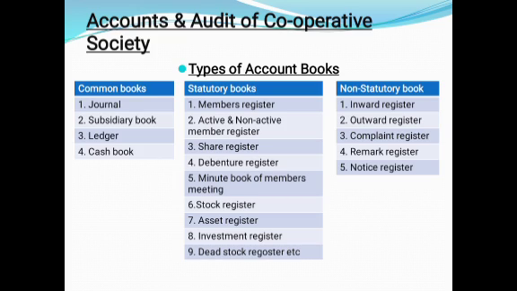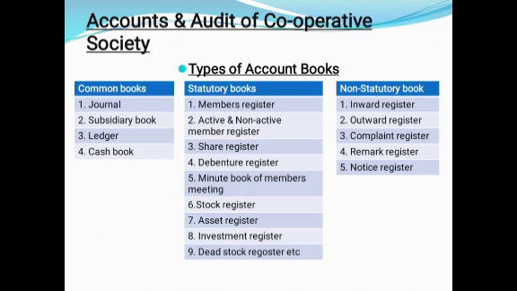Then the ledger. Ledger means whatever the journal entries are, we maintain a separate account for each particular item. So we have to post from the particular journal entries. These are the four books of accounts we have to maintain here.